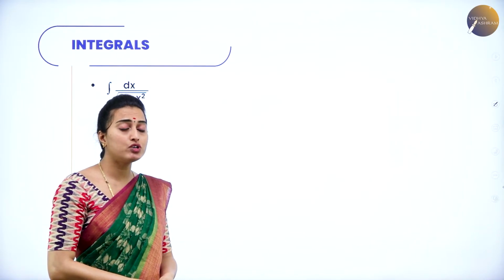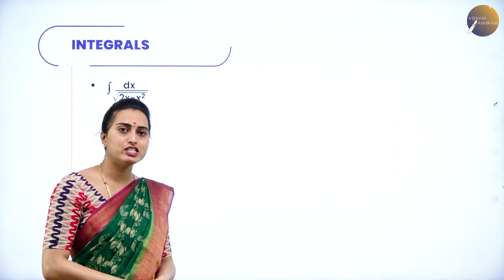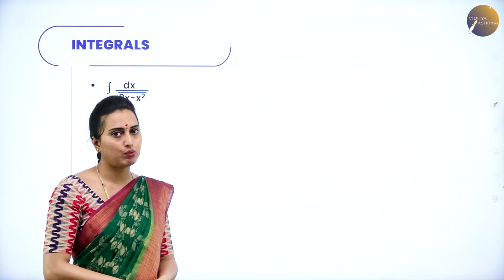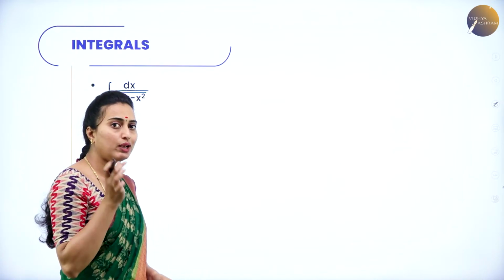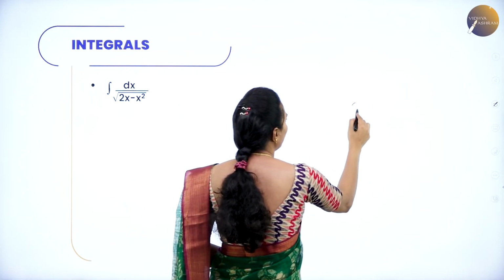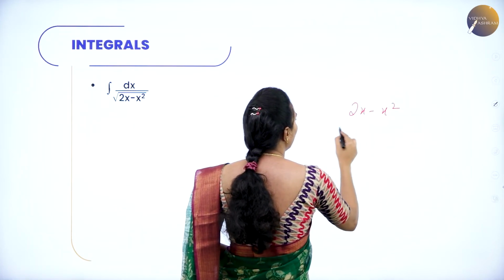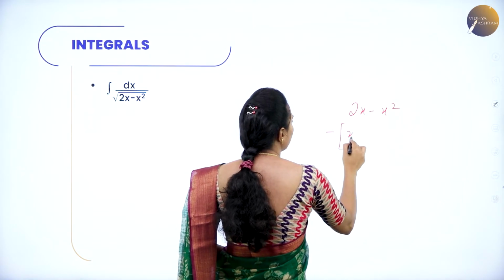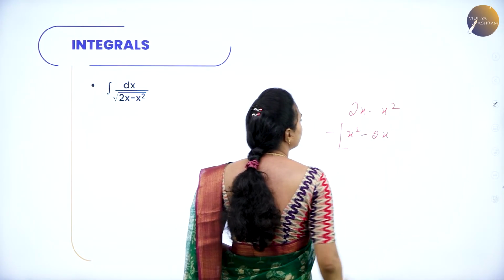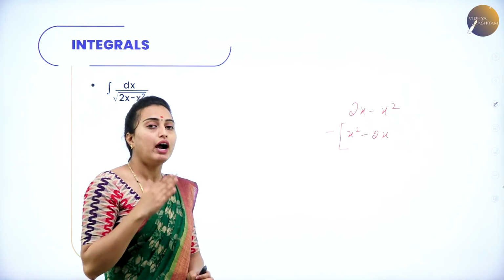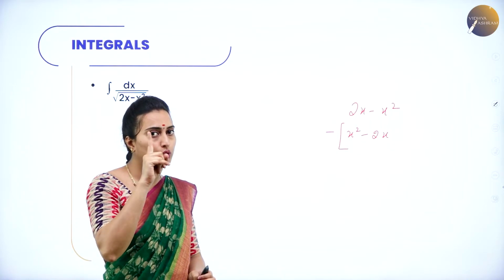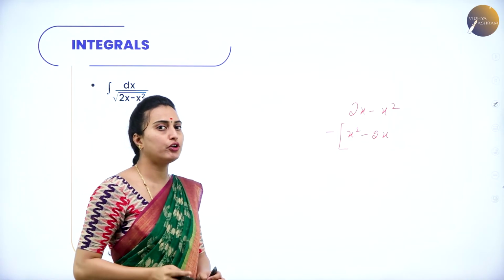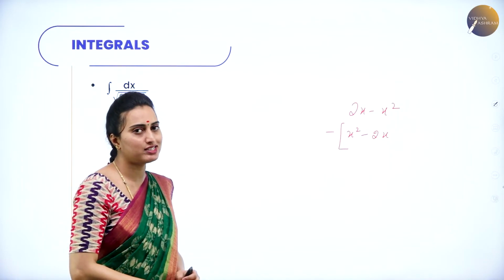Dear students, if you observe here, it is not in the form of either a squared minus x squared or x squared minus a squared, but the denominator has a quadratic expression. Now I am taking only what is inside the root, which is 2x minus x squared. Taking minus as a common factor, we get x squared minus 2x, correct? Whenever you reduce to the form of either a squared minus x squared or x squared minus a squared, the coefficient of x squared must be equal to 1. Understood? Here I have made the coefficient of x squared 1 by taking the minus sign common.